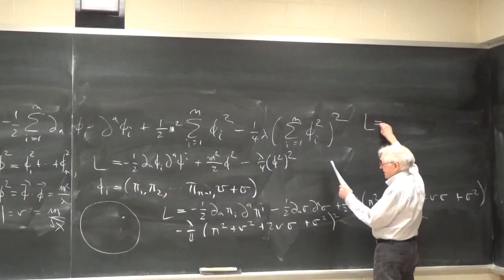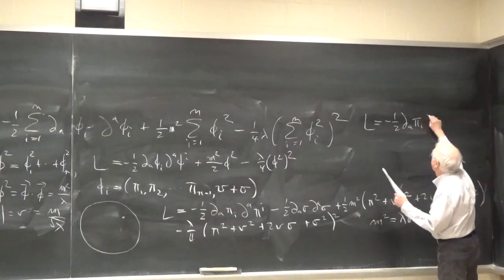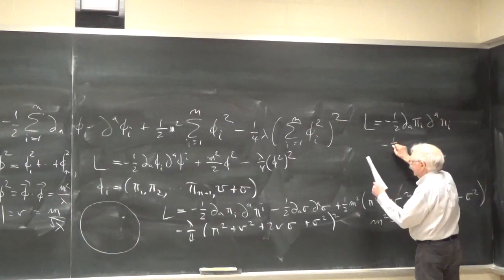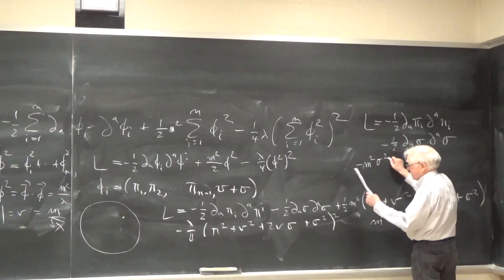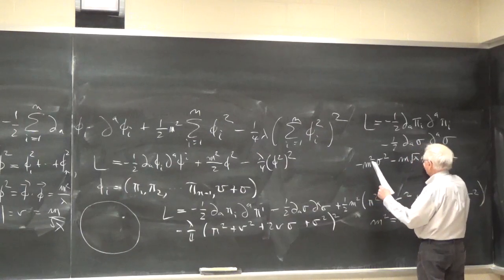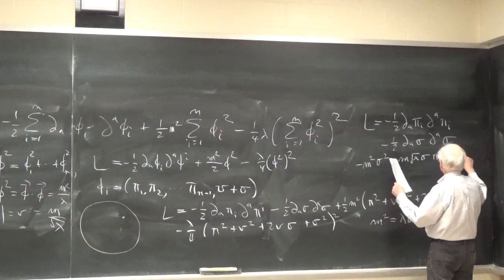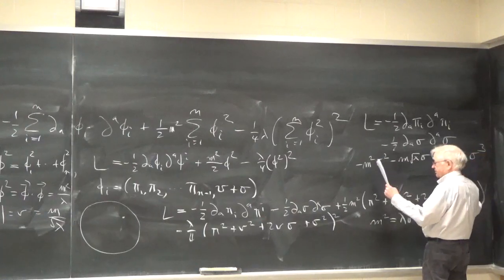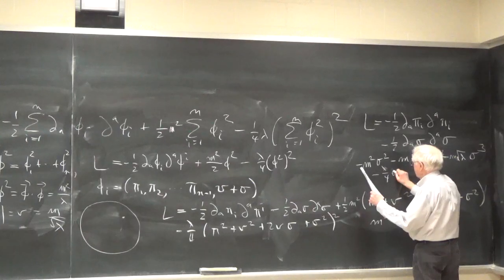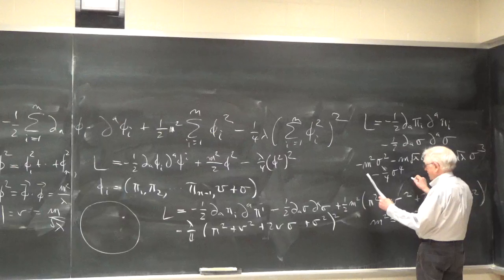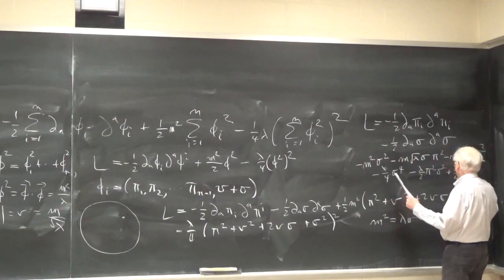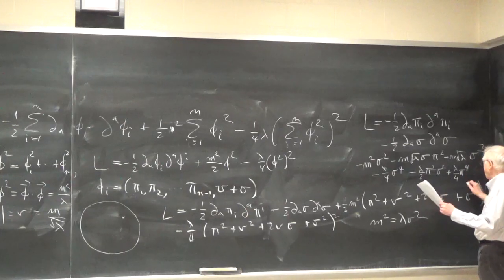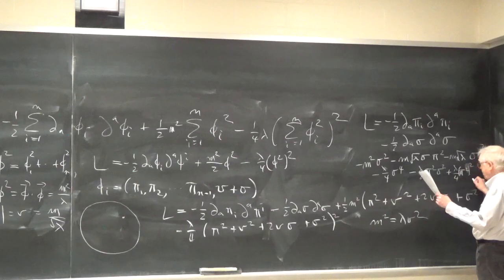The final result then is that L is minus a half dA pi i, minus a half dA sigma, minus m squared sigma squared, minus m square root of lambda sigma pi squared, minus m square root lambda sigma cubed, minus lambda over 4 sigma to the 4th, minus lambda over 2 pi squared sigma squared, plus lambda over 4 pi to the 4th, that's pi squared squared in other words, minus m to the 4th over 4 lambda.